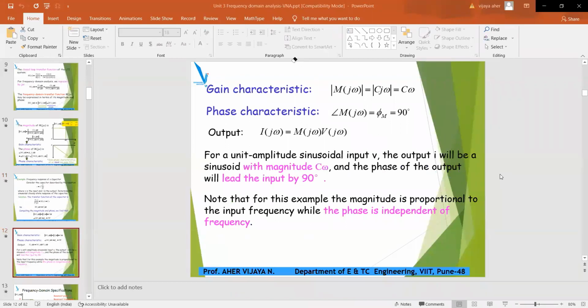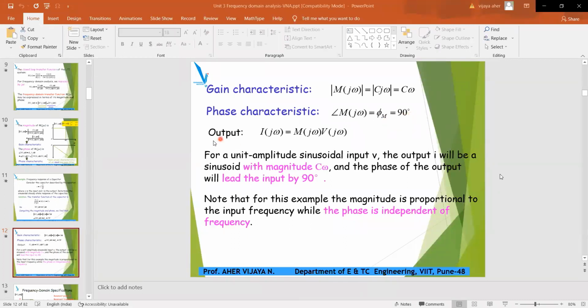Okay. This magnitude, mod of M(j omega) is equal to mod of C(j omega), which is C omega, is nothing but the gain characteristics equation in frequency domain analysis for our example. And what about phase characteristics? Phase characteristics is nothing but the phase equation. So the angle of M(j omega) is equal to phi m, which is equal to 90 degree phase shift.